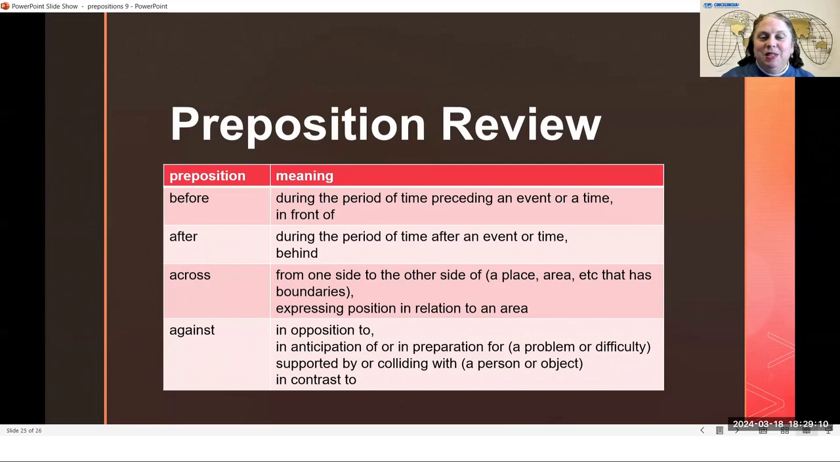Okay, and then the next meaning of across was expressing position in relation to something. And this was where we said there's a school and a bank, and the school is not moving across the street, and the bank is not moving to walk across the street. But we say, well, where is the school? Right now I'm standing at the bank. How do I find the school? The school is across the street from the bank.